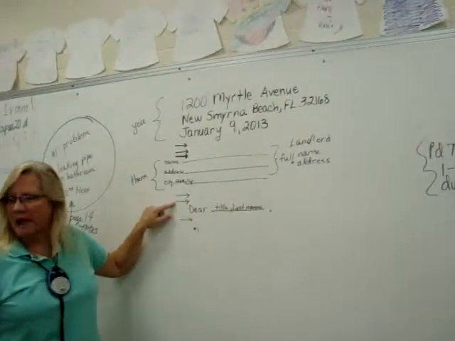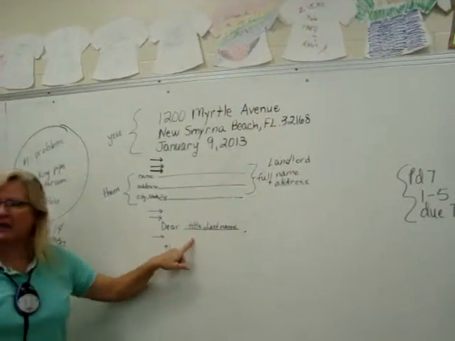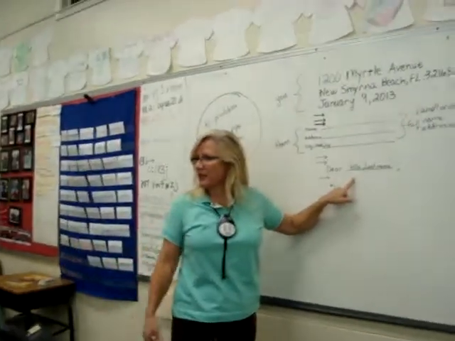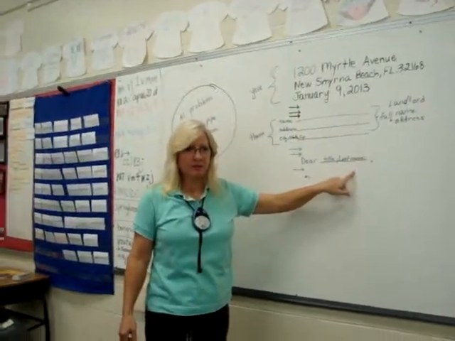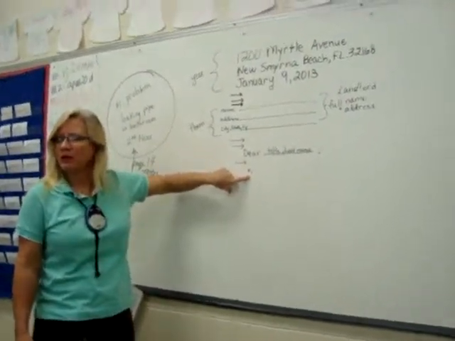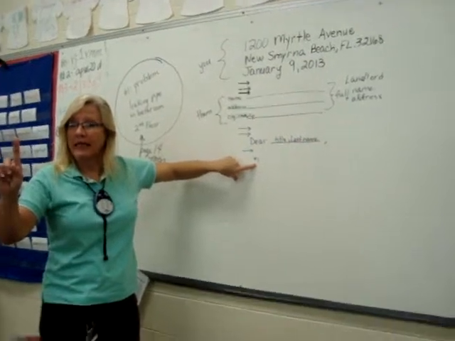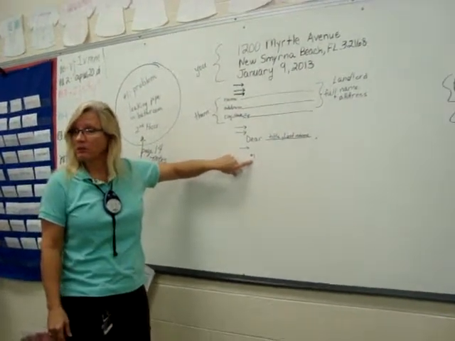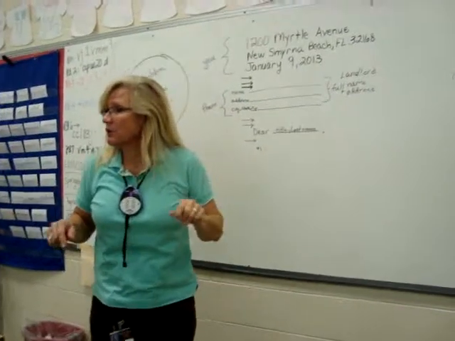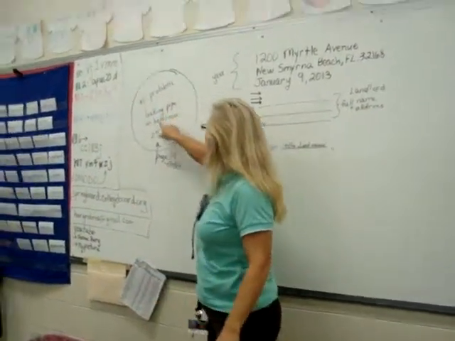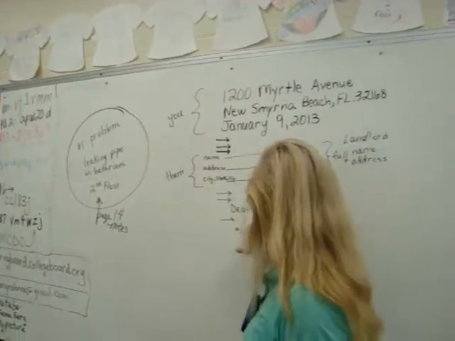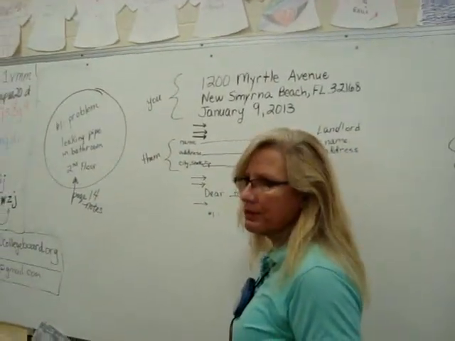Then you skip 2 lines, and then it's dear and the title. The title means Mr., Mrs., Doctor, whatever the case is, and only last name. After that, you skip 1 line, and you have problem number 1. Again, what is your problem? Somebody raise their hand and tell me, what's your problem? Jamie? Yes, leaking pipe in the bathroom. Okay? Now, that's all you're going to have to write on number 1.